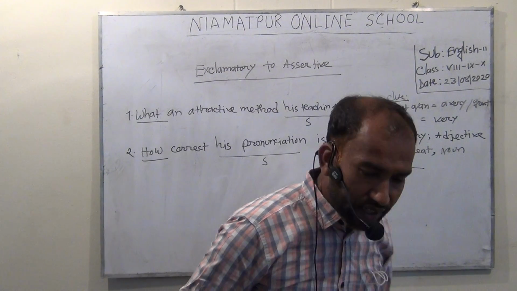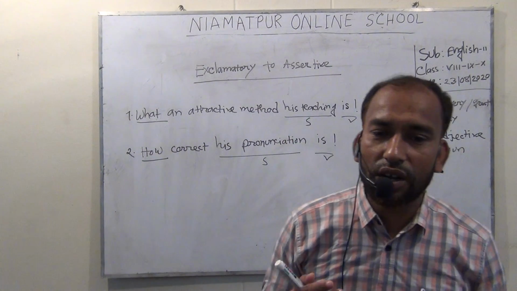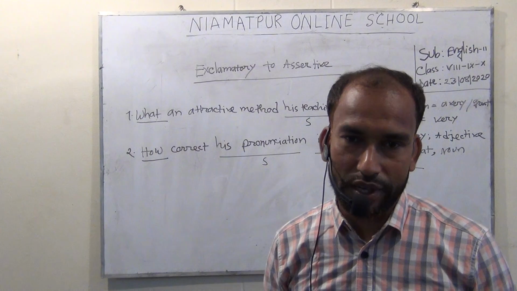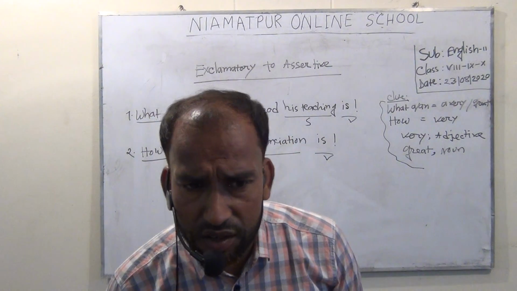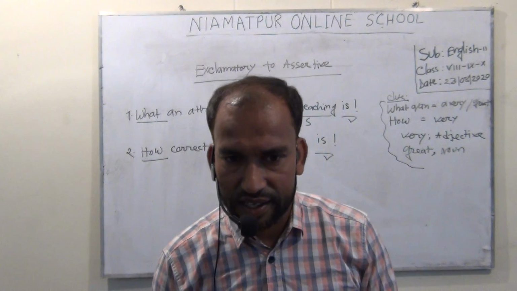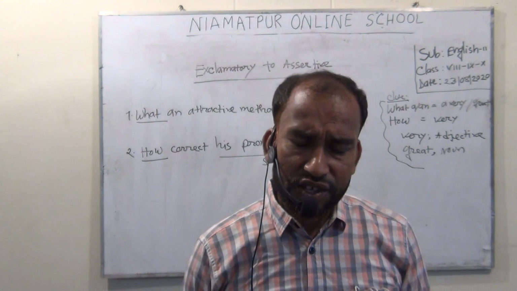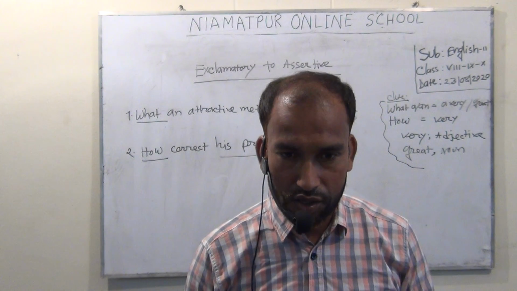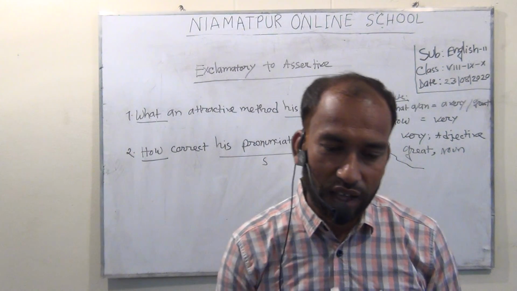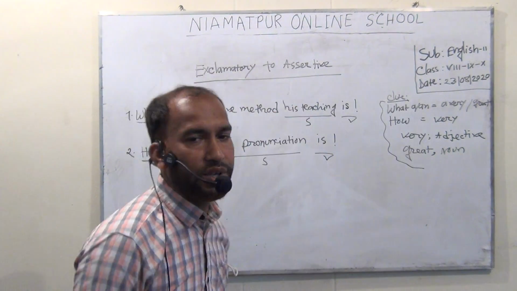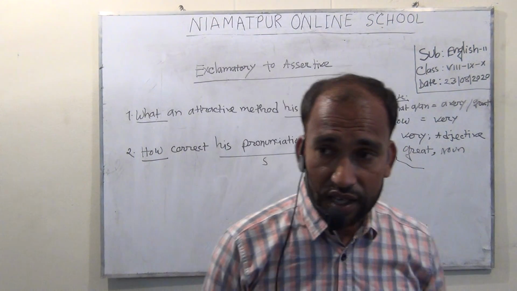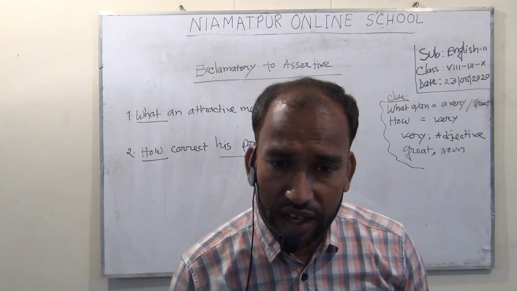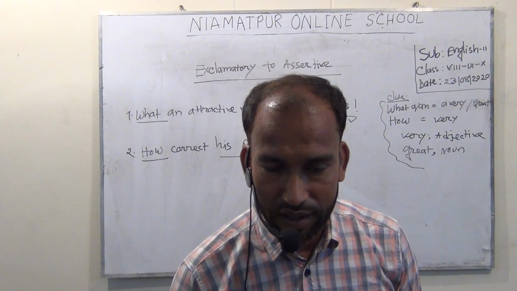So before starting the class, I would like to define exclamatory sentence and assertive sentence. An exclamatory sentence expresses any kind of feeling of mind, joy, sorrow, emotion of mind. On the other hand, an assertive sentence expresses any kind of statement.